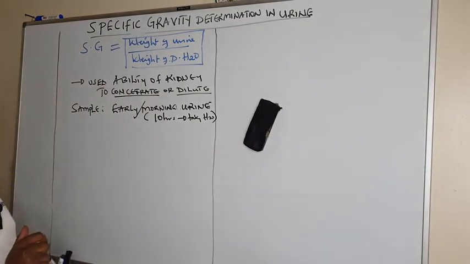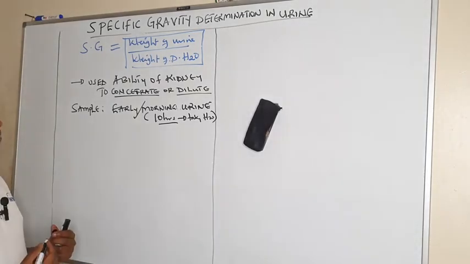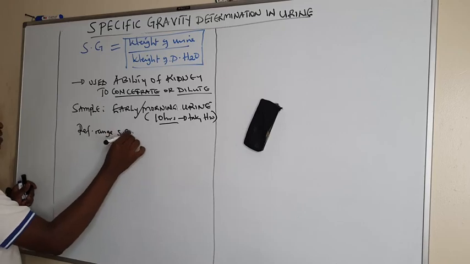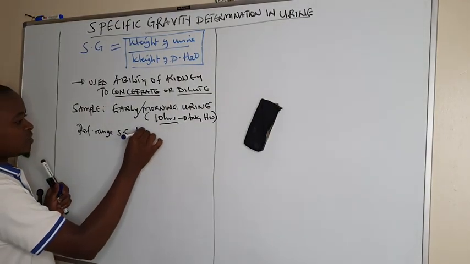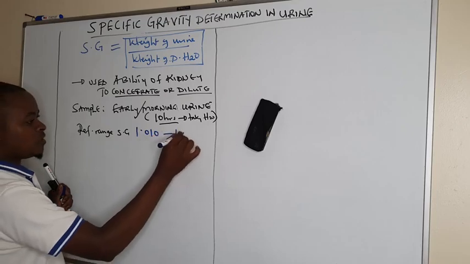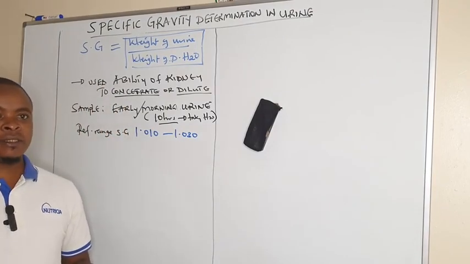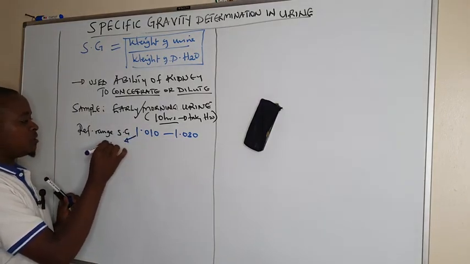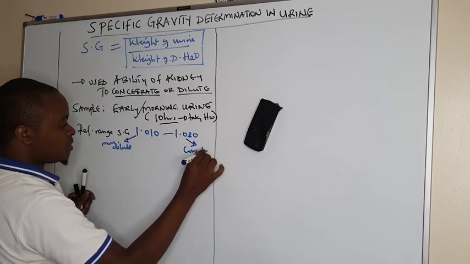And after obtaining this early morning urine sample from the patient, we use different methods. And the reference range of specific gravity is between 1.010 to 1.030. So that is the specific gravity reference. If you find someone's value is below this, it means the urine is more dilute, the kidney is diluting urine. And above this, it means the urine is concentrated.